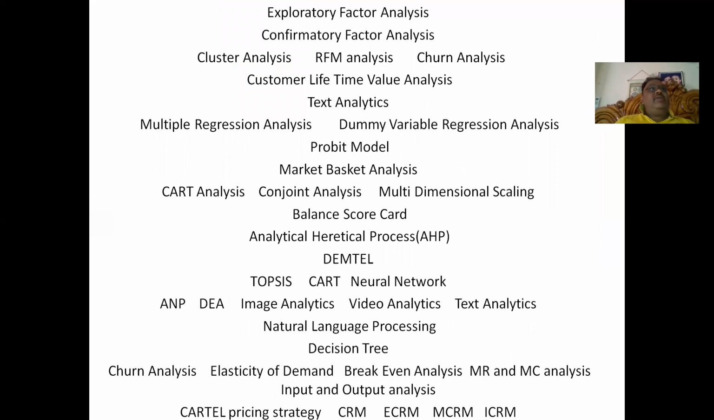Some of the interesting tools that you generally use are exploratory factor analysis, confirmatory factor analysis, cluster analysis, RFM, which means recency, frequency, monetary value analysis, churn analysis, customer lifetime value analysis, text analytics, multiple regression analysis, dummy variable regression analysis, profit model, market basket analysis, CART analysis, conjoint analysis, multi-dimensional scaling, balanced scorecard, analytic hierarchy process, DEMATEL, decision making trial and evaluation laboratory, TOPSIS, CART, neural network, ANP, DEA, image analytics, video analytics, text analytics, NLP, that is called natural language processing, decision tree, churn analysis, break-even analysis, CART analysis, ECRM, MCRM, ICRM.